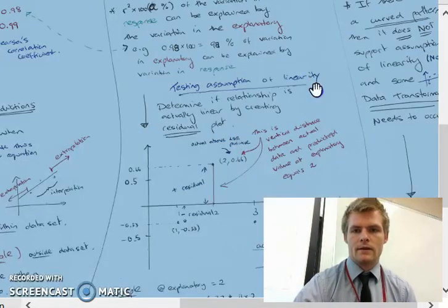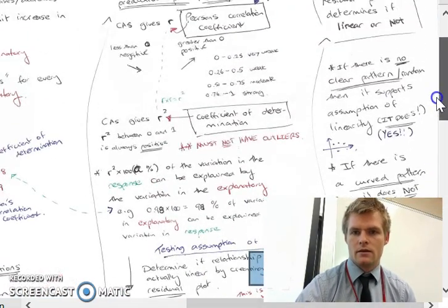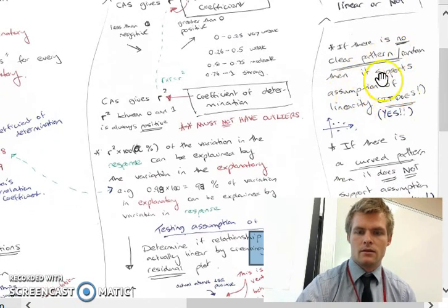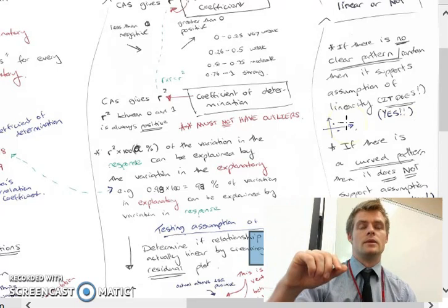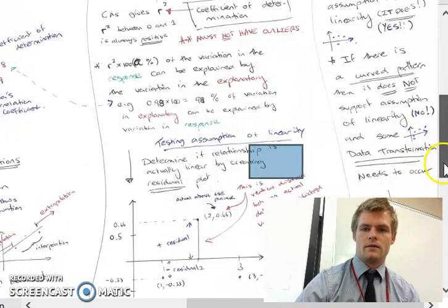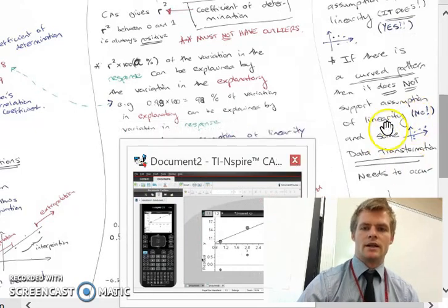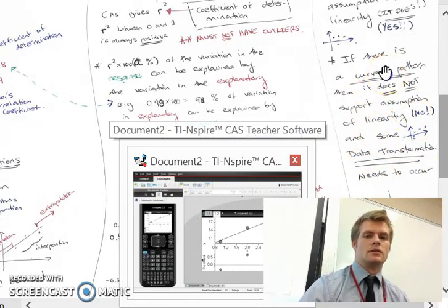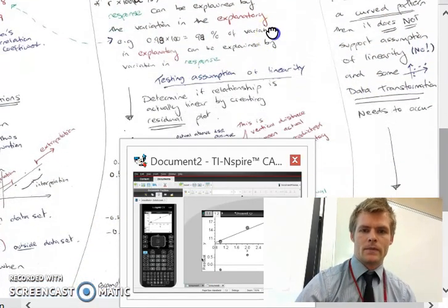So if the residual plot gives you random points above and below the line, then it is linear. If you get a curved pattern, and sometimes you will, then you're going to need to use a data transformation, which you'll have to cover at another point in time.